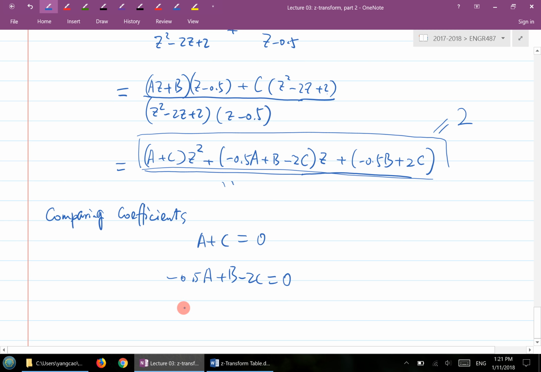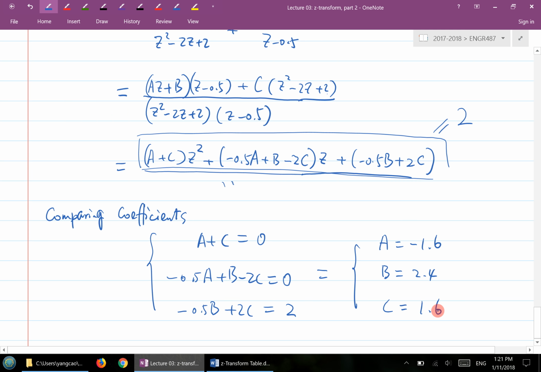And finally, its constant term. That's the 2 you're looking for, right? That's the 2. So that's the result by comparing the coefficients between the two numerators, the available one and the one from the partial fraction expansion. 3 variables, 3 equations, and you will be able to solve for a, b, c. And a, you'll be able to solve, which ends up to be negative 1.6, and b is 2.4, and c is also positive 1.6.